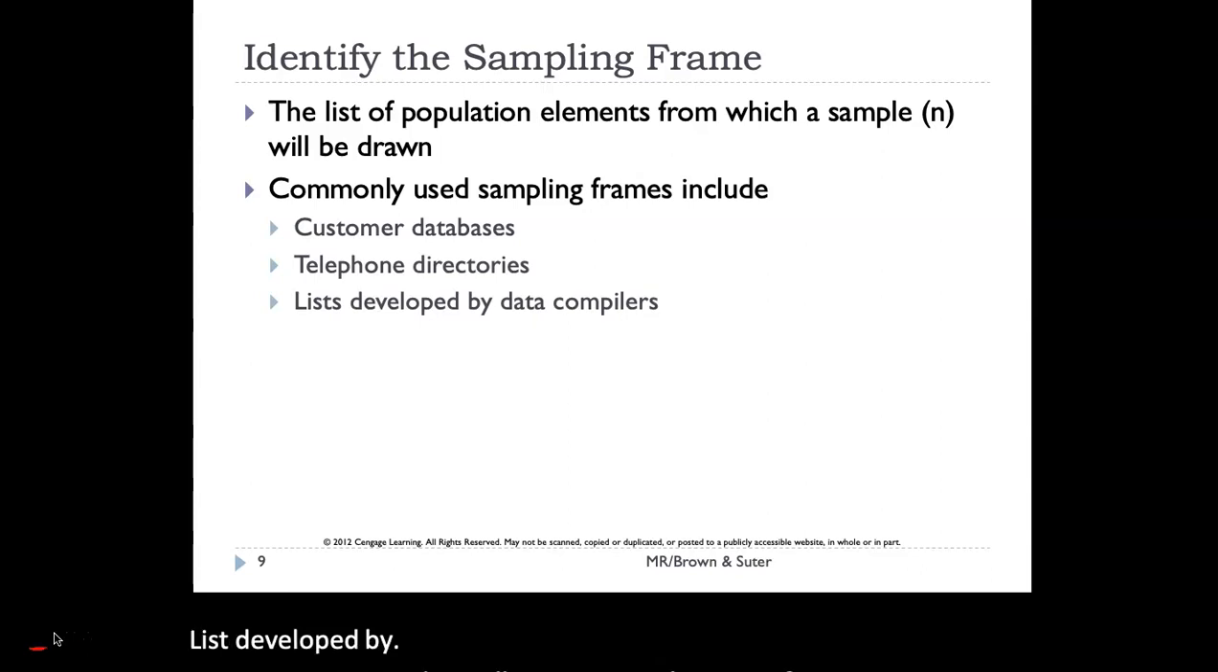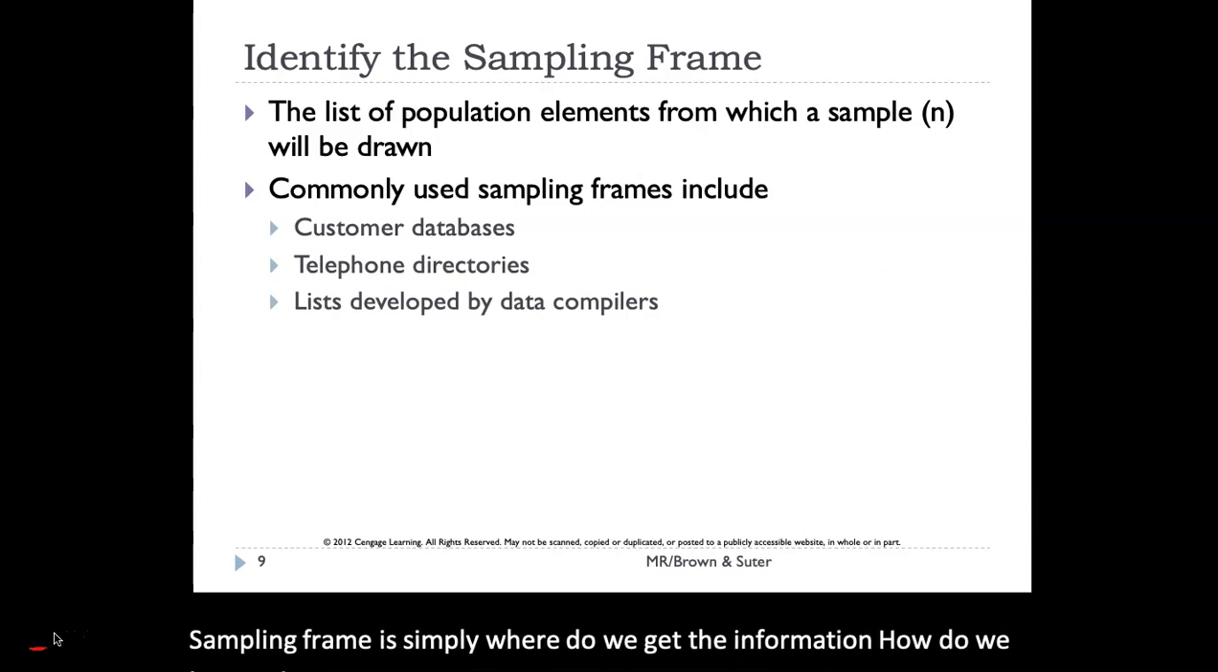So a sampling frame is simply, where do we get the information? How do we know where these households are? How do we know the addresses or the telephone numbers? Where do we get this so that then we can go find them and ask the questions?